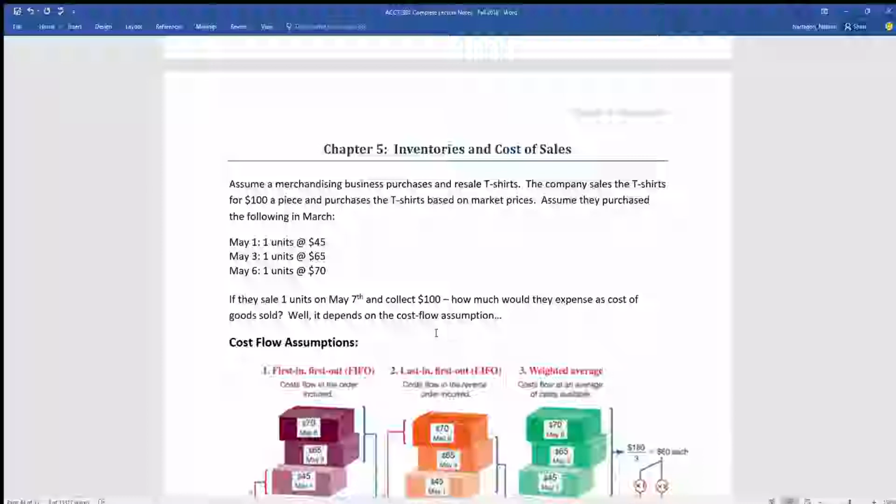First, on May 1st, we have 1 unit that cost us $45 to get. May 3rd, it cost us $65 to get that same unit. And on May 6th, it cost us $70 to get that unit. So if I sell 1 unit on May 7th and collect $100, how much would the expense of cost of goods sold be? That's the question we're going to ask.